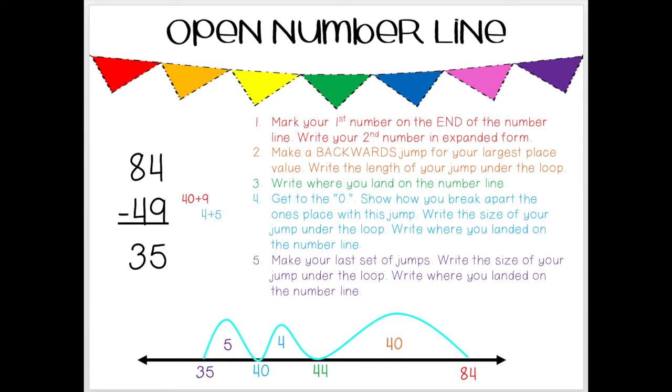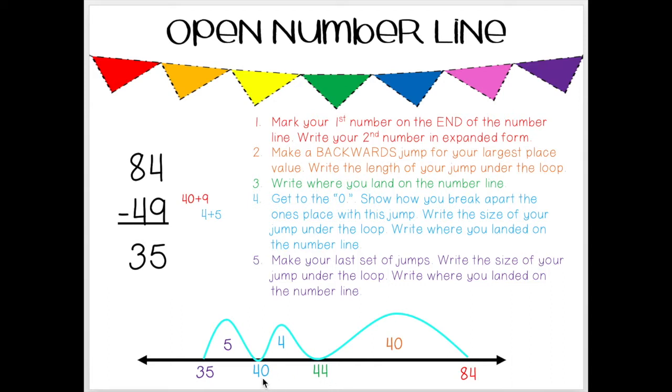Step 2, make a backwards jump for your largest place value. Write the length of your jump under the loop. Step 3, write where you land on the number line. Step 4, get to the 0.